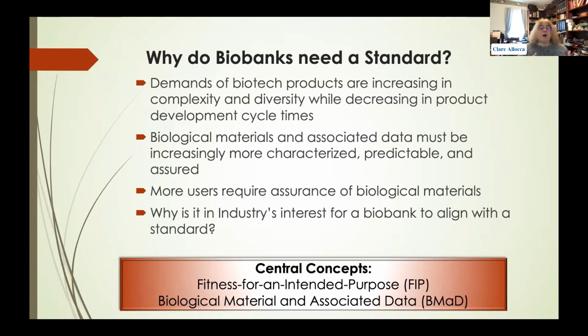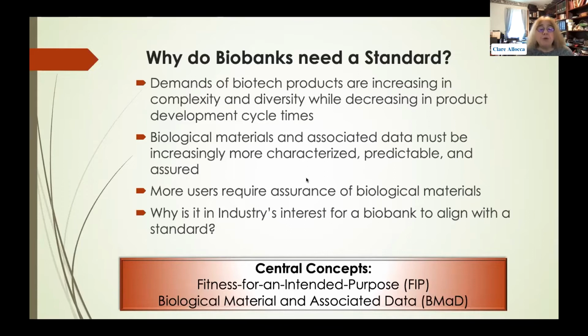Those biotech products are continually increasing in complexity and diversity. And of course, the expectation is that product development cycle times will be decreasing at the same time. So what can we do to still meet these needs as they keep increasing? In the case of biological materials and associated data, that is, the materials that form the foundation of many biotech products, they need to be more characterized. They need to be predictable, arguably more than anything. And we need to have assurance.